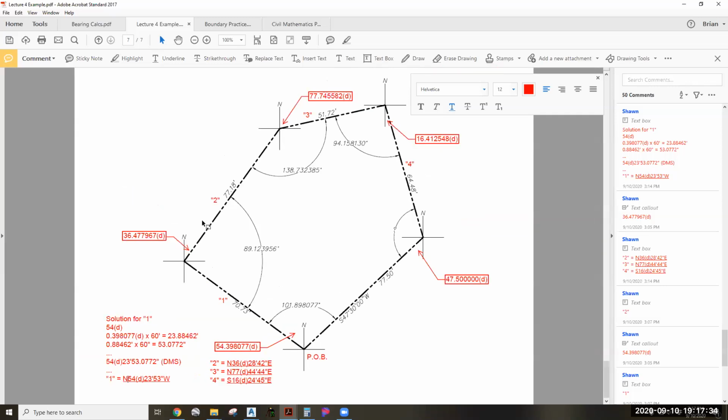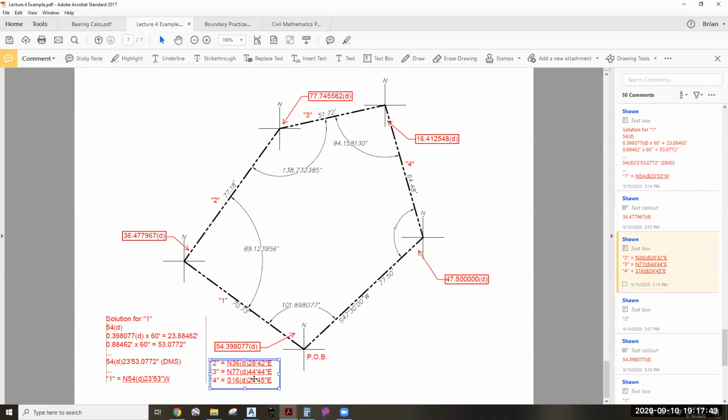Here I've given you the answers for line number 2, line number 3, line number 4. Those are there. So you should be able to work your way through it and try to calculate them so that you match. Okay. And that's how you do the boundary. Any questions? I know I've gone through a lot.